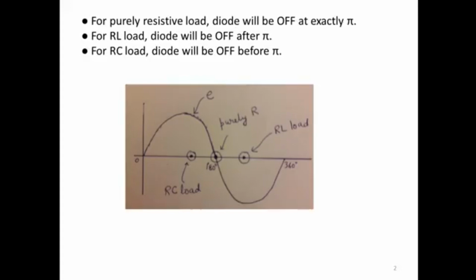So this is the concept I want to explain: what is the point at which the diode will be turned off. That will be the point at which the current is zero. Current zero means the diode will turn off, and current zero will occur exactly at 180 degrees for a purely resistive circuit, after 180 degrees for an RL load, and before 180 degrees for an RC load.